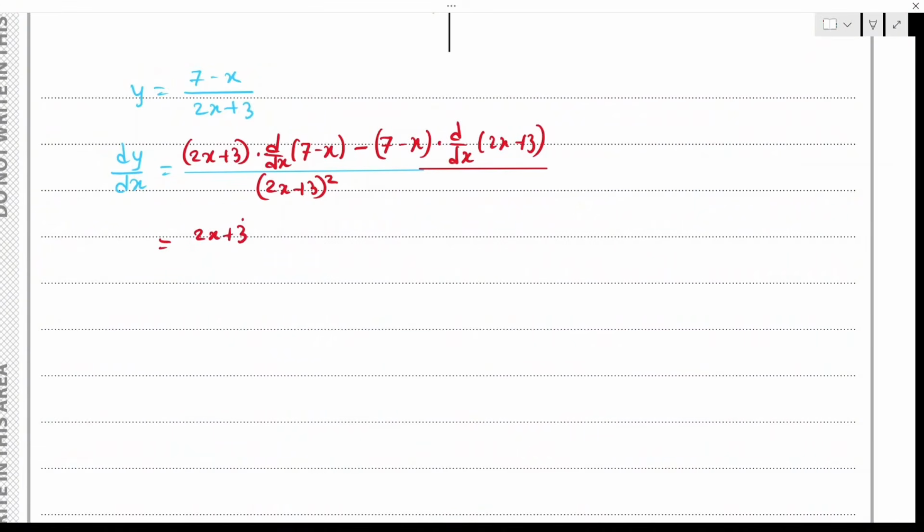So this will give us 2x plus 3 into the differentiation of 7 minus x, which is 0 minus 1, so minus 1. Minus of 7 minus x into the differentiation of 2x plus 3. So 2 into 1 plus 0. The differentiation of 2x plus 3 is 2 plus 0. So 2.